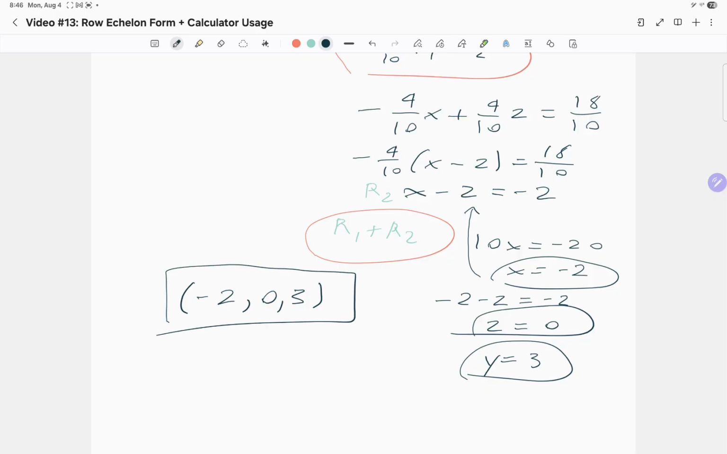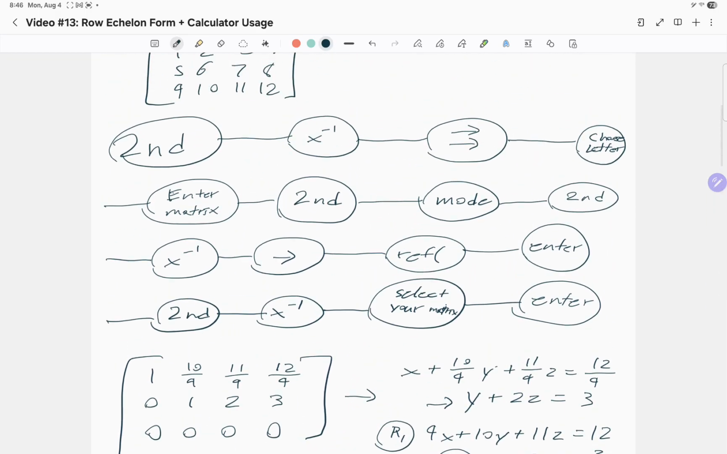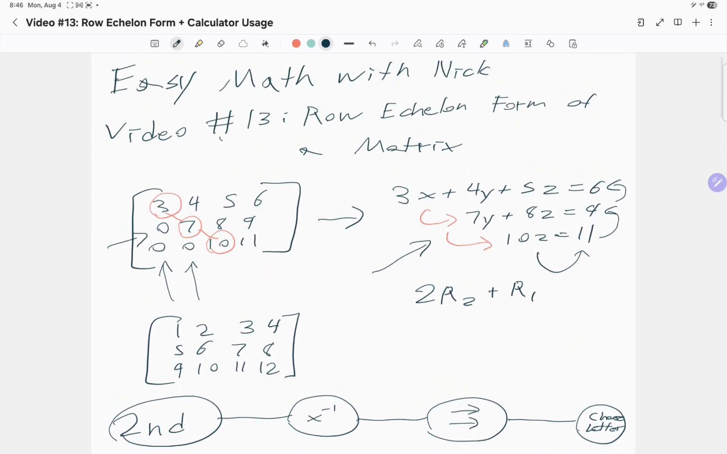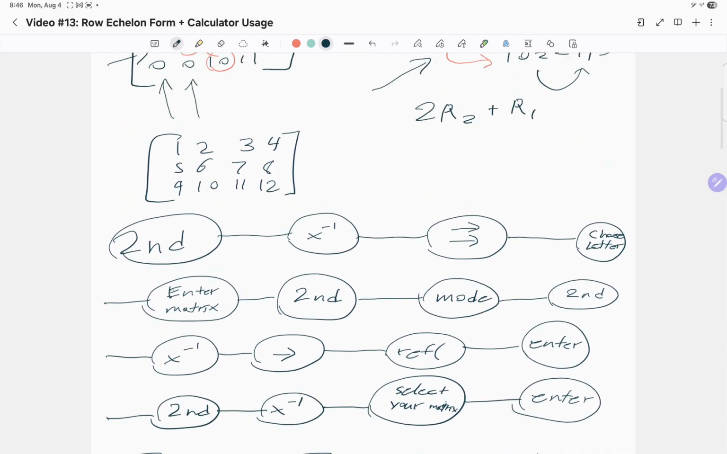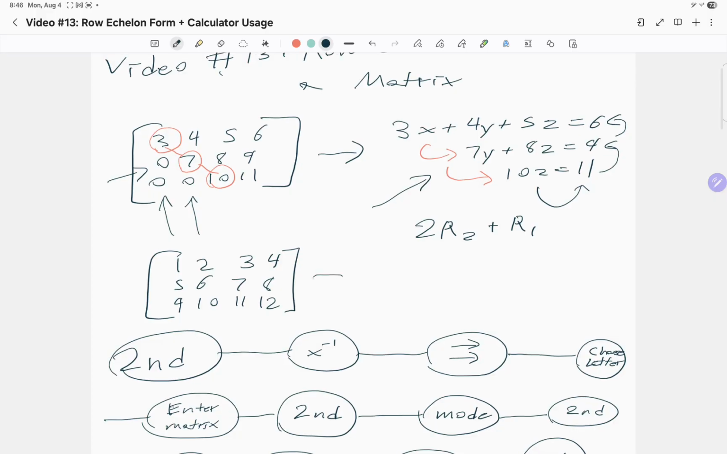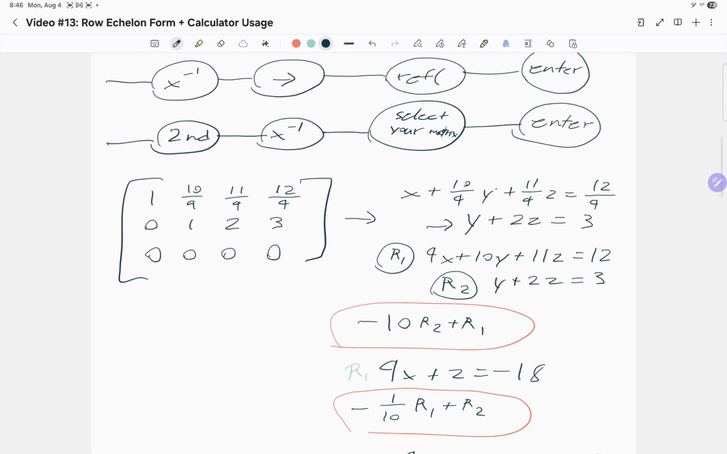But let's check if this is right. I could have made a mistake. I am human. I've made mistakes before. So let's plug this back into our original matrix here. This, if you remember, can be rewritten as a system of equations. x plus 2y plus 3z equals 4. So that's just our first row. So let's test what we have here.